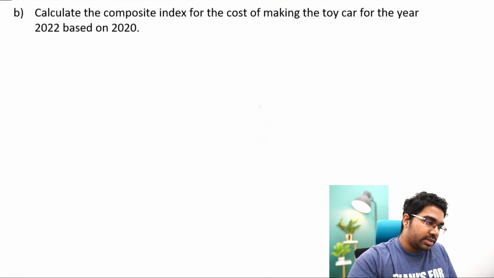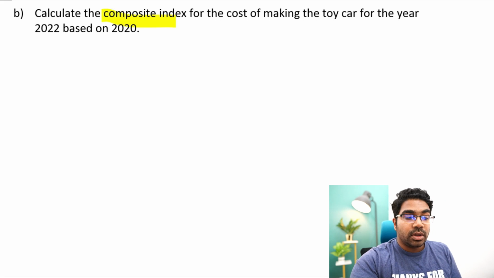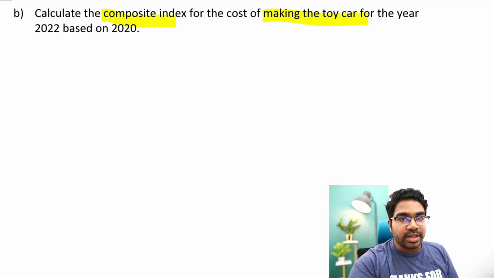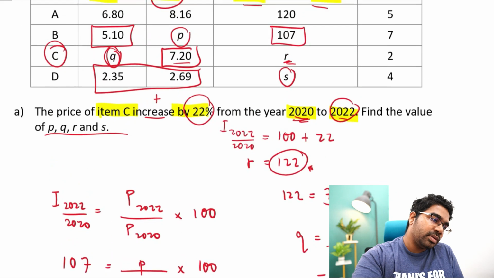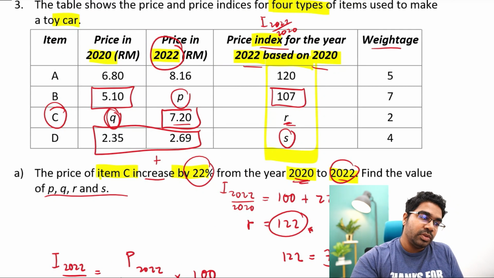So the next question would usually be to calculate the composite index for the cost of making the toy car. So the toy car consists of items A, B, C, and D. So if we wanted the composite index for the price of the toy car, then what we are trying to do is get the composite index of all the indices of the individual items used to make the toy car.